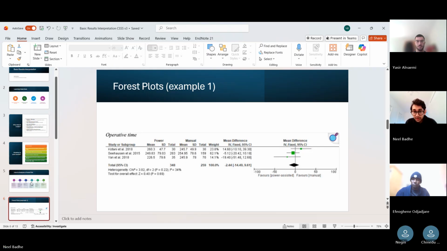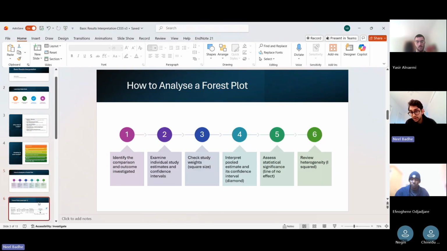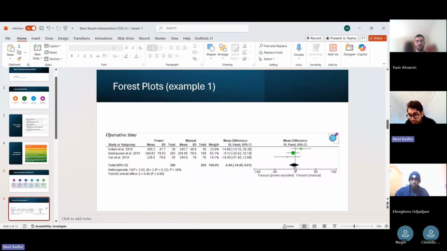And then moving on to the fourth point, now it's looking at the pooled estimate, the diamond at the bottom. As you can see, the center of the diamond is slightly to the left, but it overlaps the line of no effect. So that's 0.5, compare it to the line of no effect. There's no significant difference, is what you would say. And the p-value is 0.69. Hopefully you can see that there. So typically 0.05 is used. If it's greater than 0.05, there's no significant effect. And the final point is to look at heterogeneity. So it's 34%.